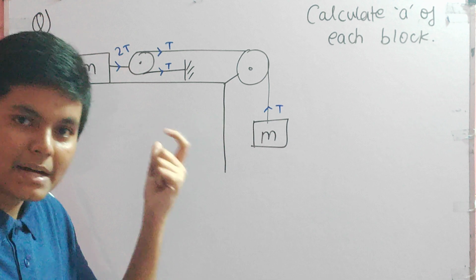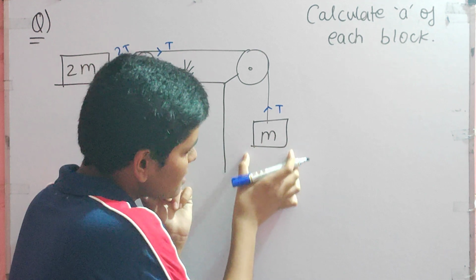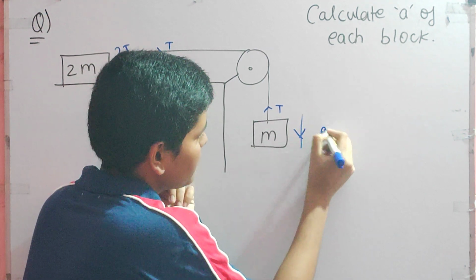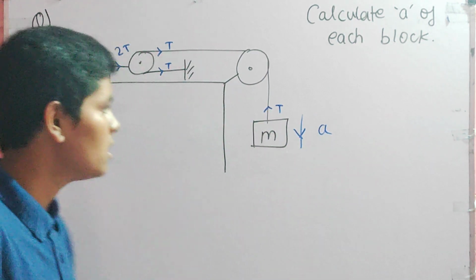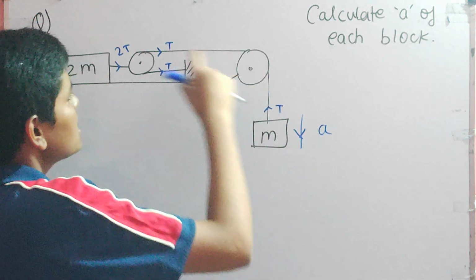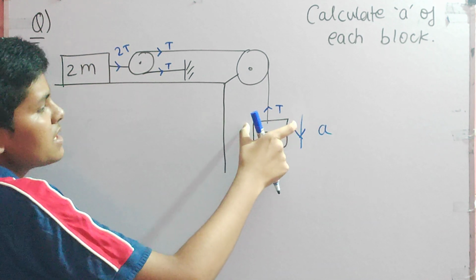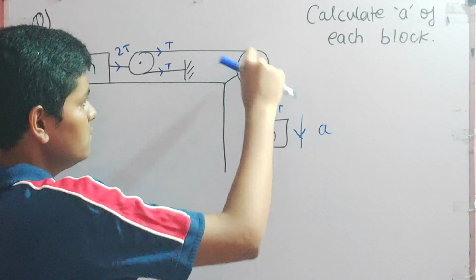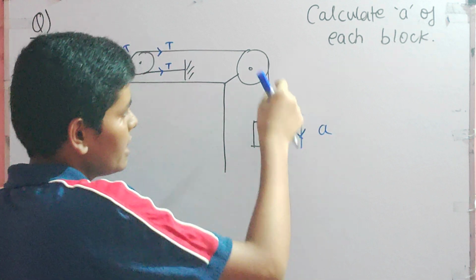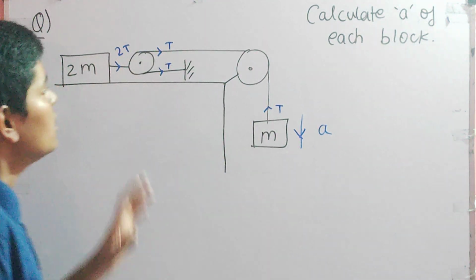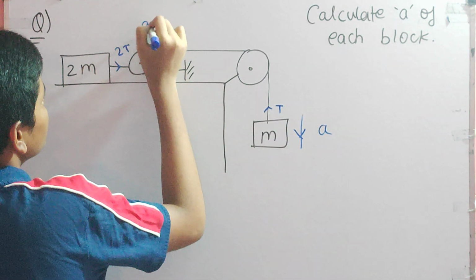So this block of mass M will go downwards. Assume after some time the block goes downwards by an acceleration A. If this goes downward, this pulley has to come forward. If the pulley comes forward, the block moves forward. If this comes down with acceleration A, this string will also come down with acceleration A. So for this pulley also, let us take the acceleration of the pulley as AP.